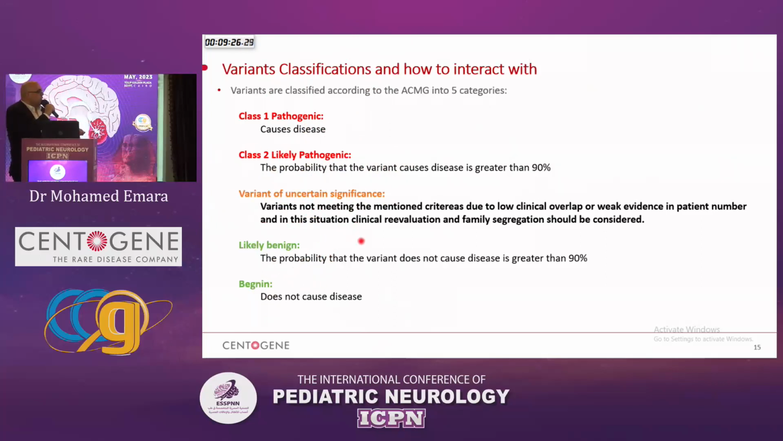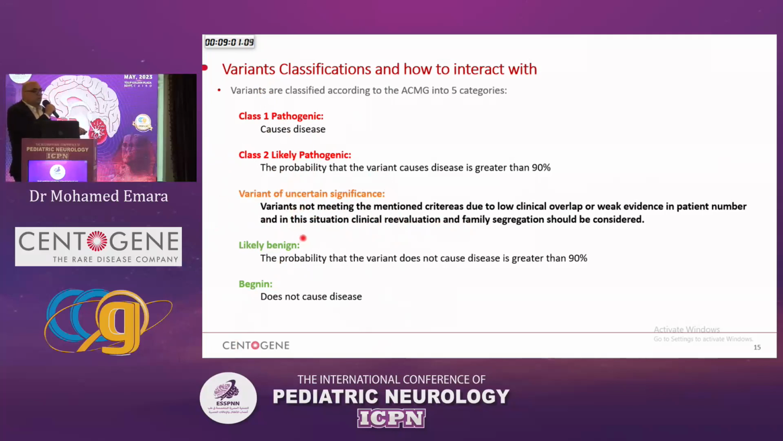The gray zone in the middle, which is the variant of uncertain significance, remains not meeting the criteria either to be pathogenic or likely benign. It has some overlapping clinical evidence, but not a good enough number of patients to confirm that it is pathogenic or likely benign. So that's why it's kept in the orange or the gray zone.